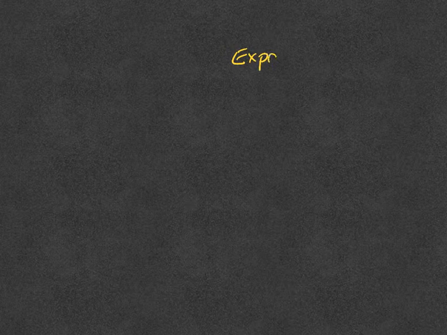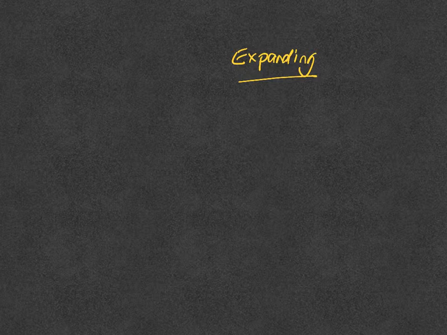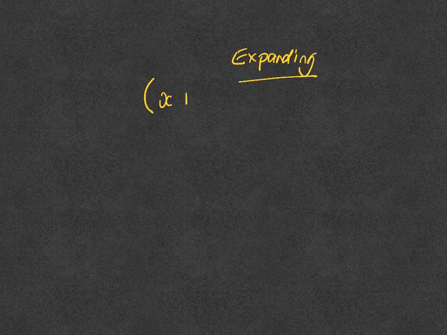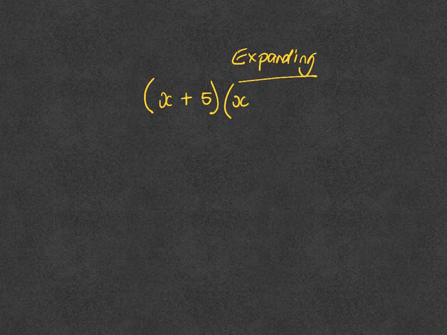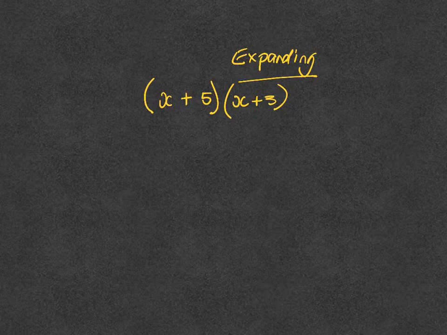Okay, so now we're going to be going on to our expanding. Now this is revision, so you should remember how to do this, but let's go through it again. So let's say we had open brackets x plus 5, close brackets, open brackets x plus 3. What we're wanting to do is we want to expand these out. So we want to remove the brackets basically.